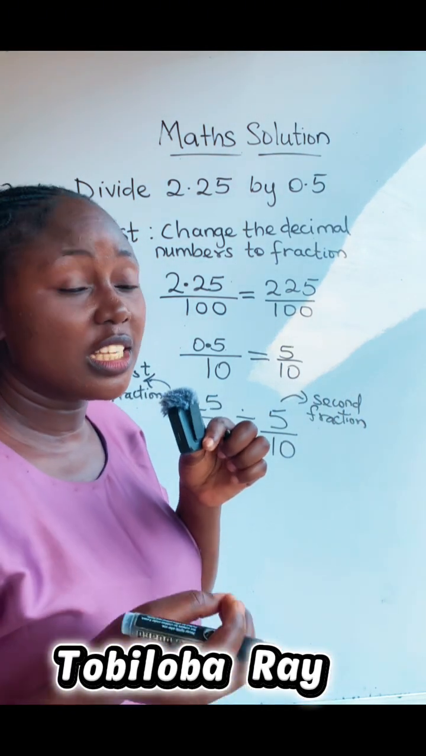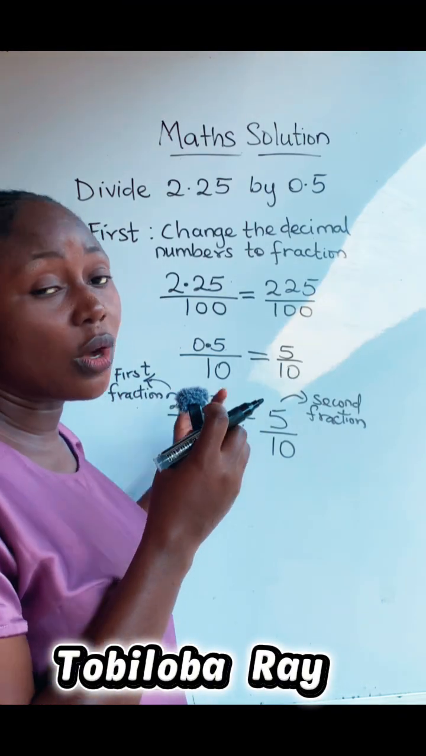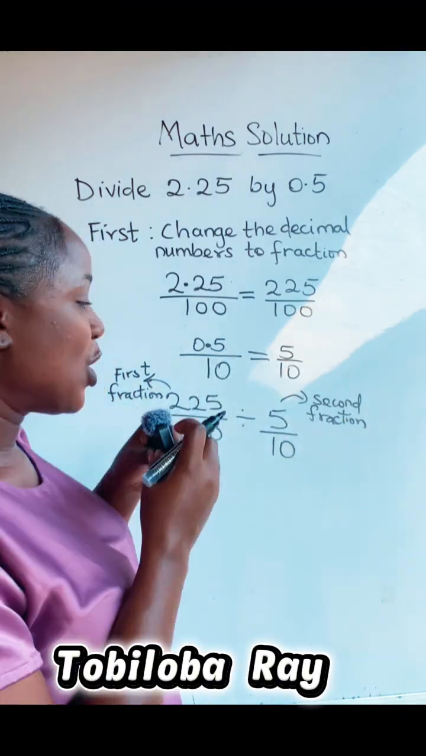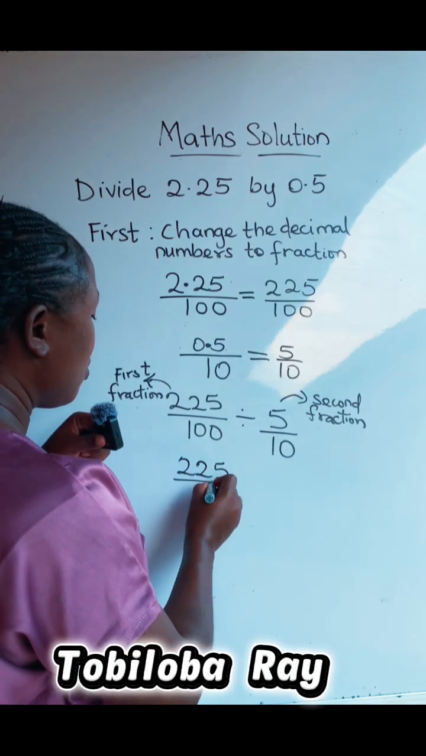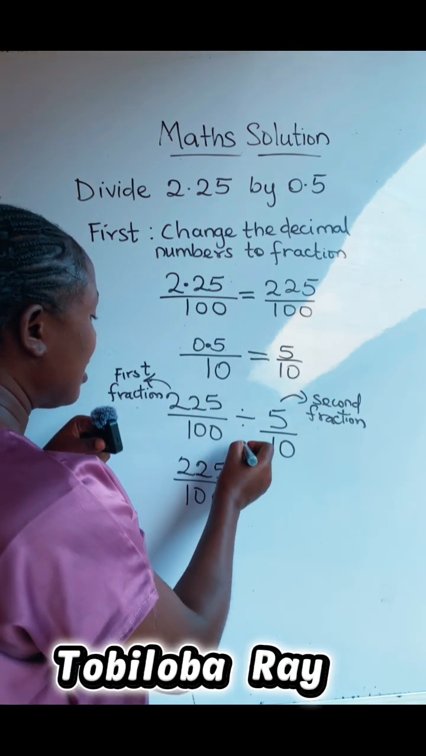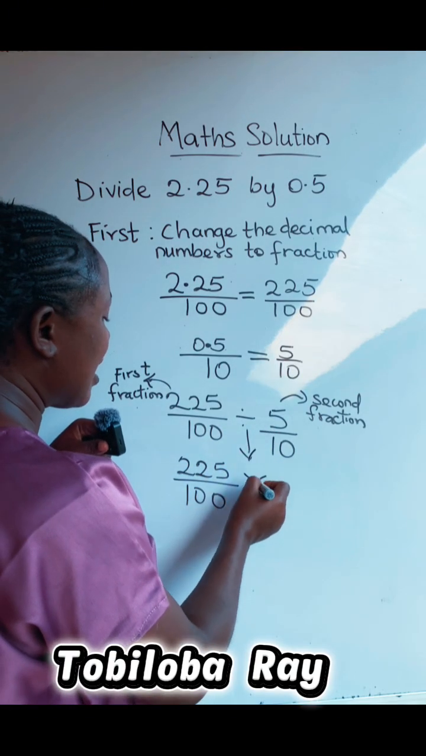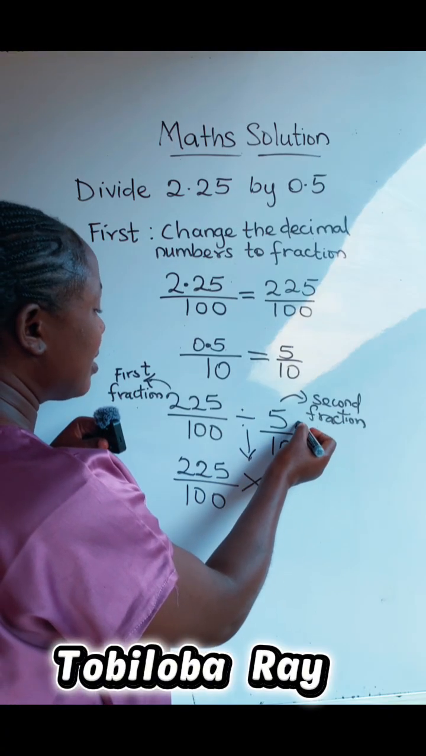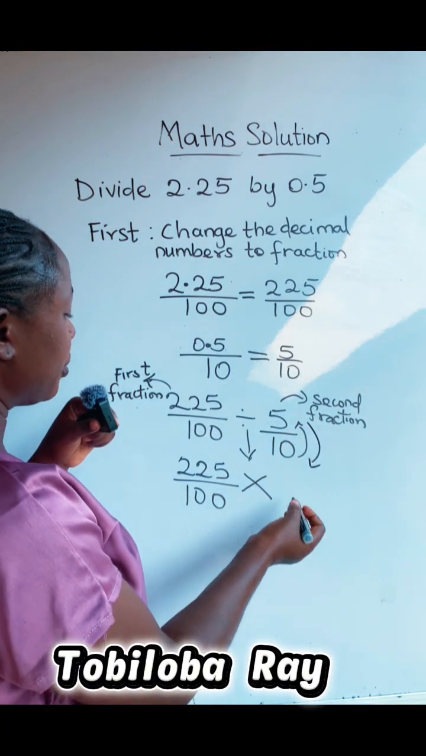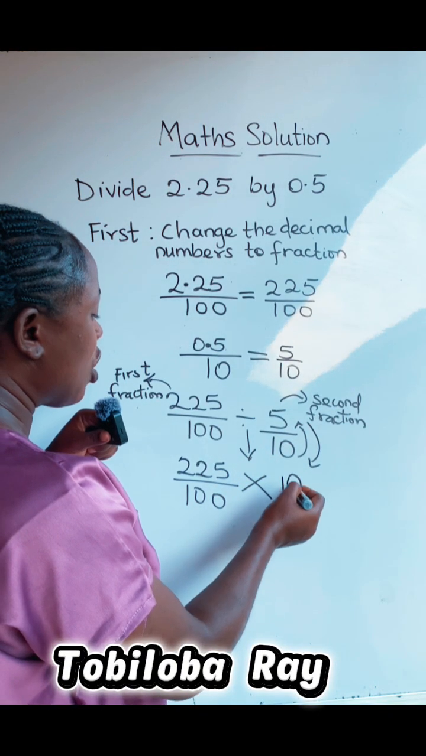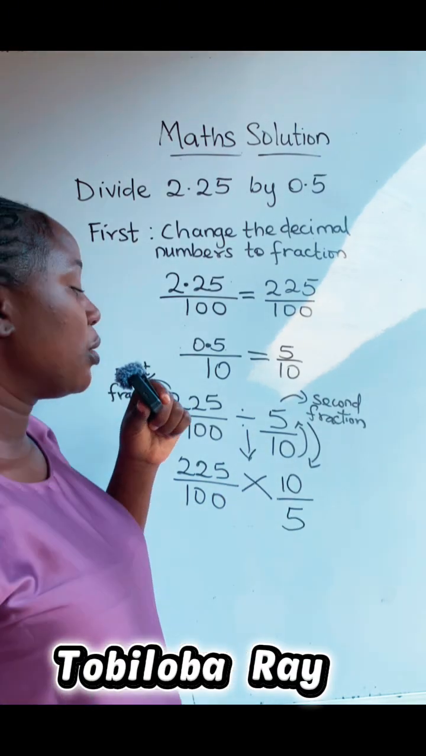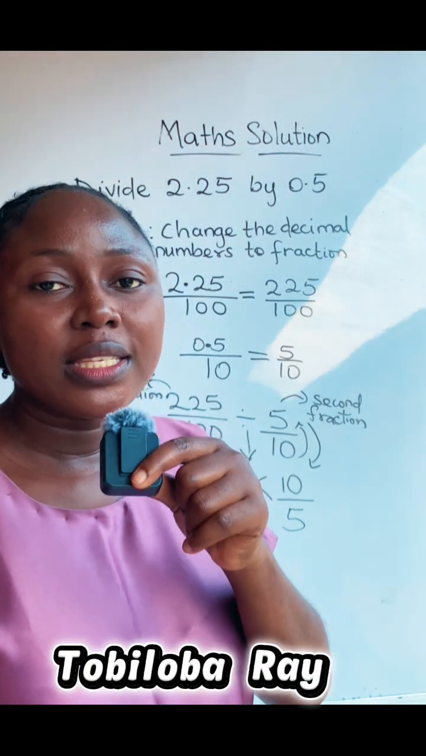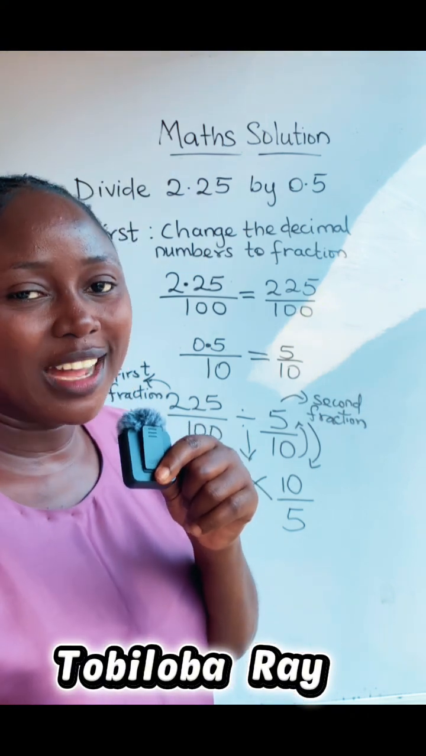Remember, a fraction is made up of the numerator and the denominator. So let's go. This is 225 over 100. This now becomes times. Now we reverse this second fraction. So 10 is going to become the new numerator and 5 will become the denominator. So at this point, we can begin to divide.